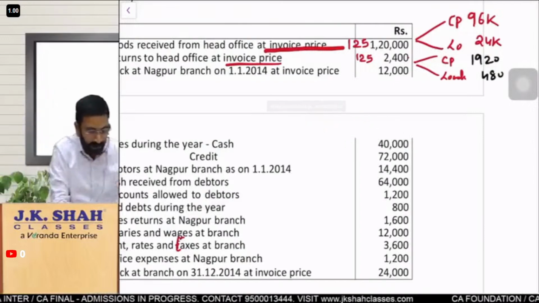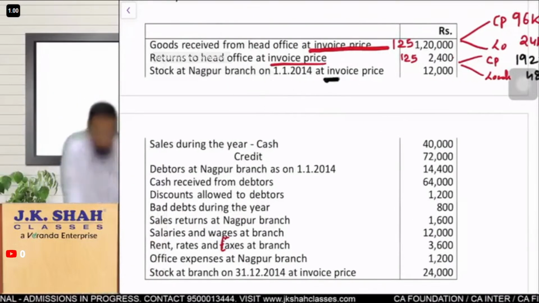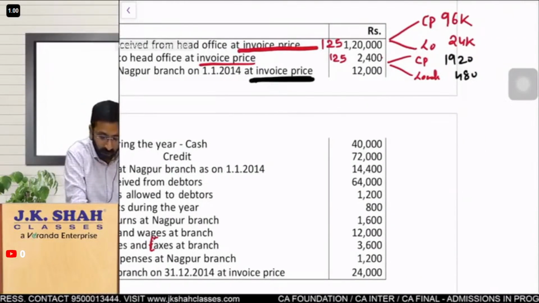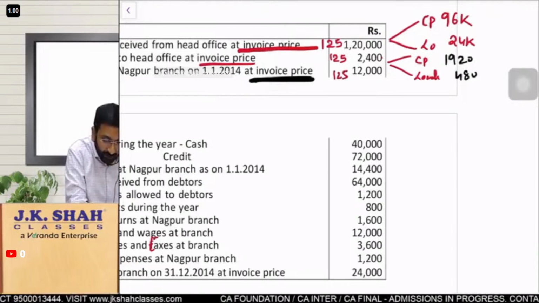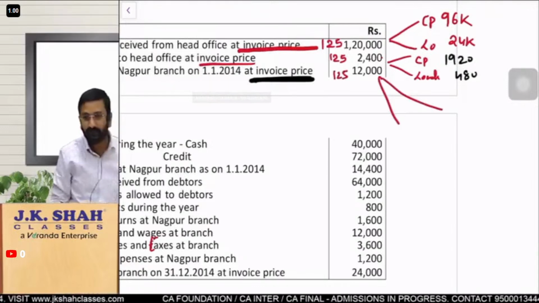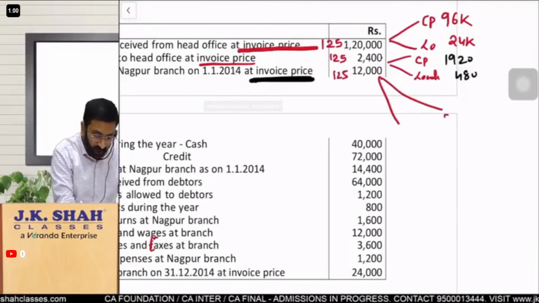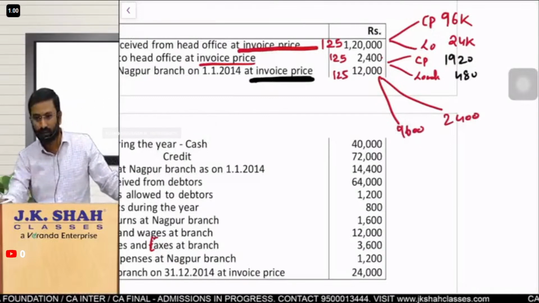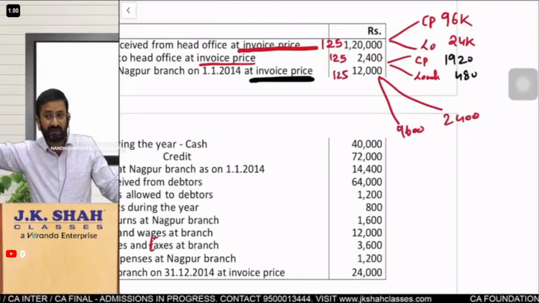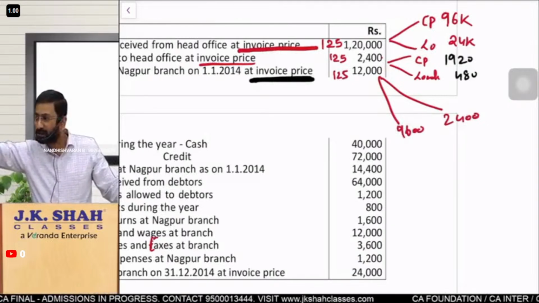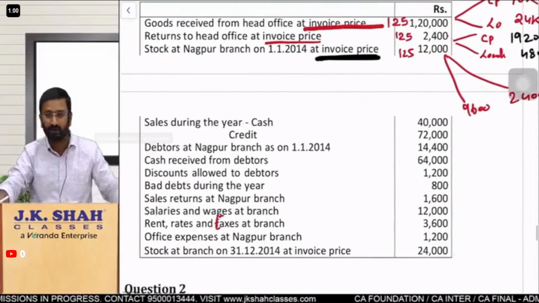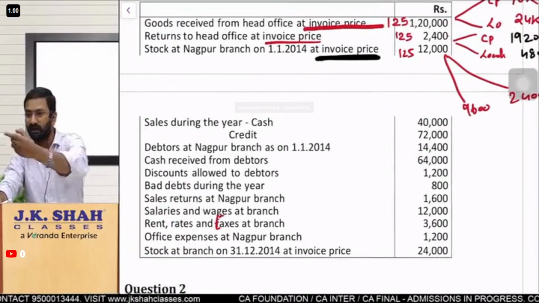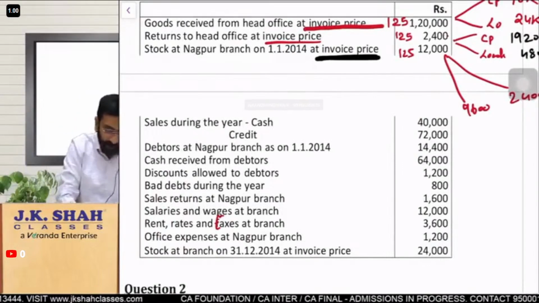Next, continue. Next, opening stock at Nagpur branch at which price? Invoice. This is also which value? 125 value. So in this also some loading is there. Can you tell me the cost of the stock and loading? How much? 2,400 is loading. 9,600 is the cost. These calculations you should do. That is opening stock reserve, guys. 2,400 opening stock reserve is there in the stock. What is the entry for opening reserve? Opening stock reserve account debit to branch adjustment 2400. We'll see that. Next. Remaining are easy.